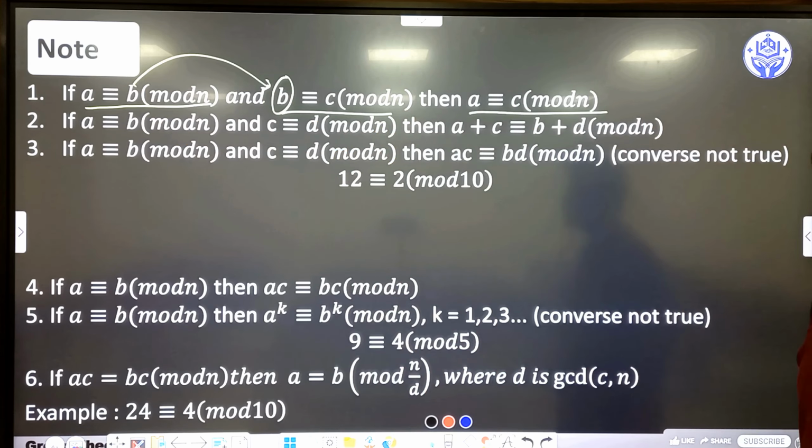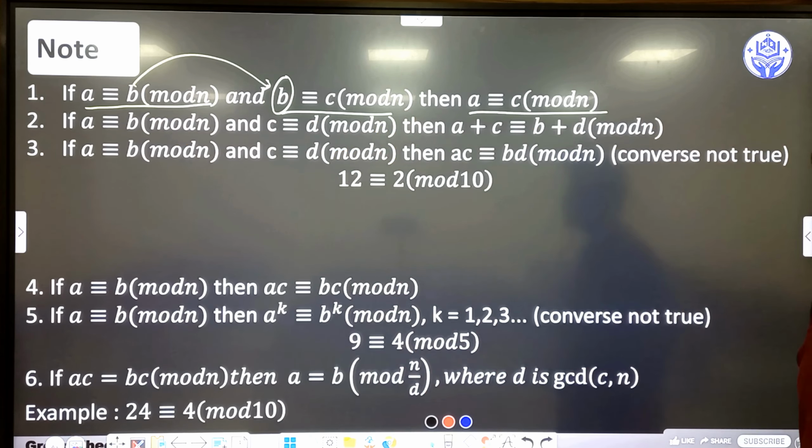Next, if A is equivalent to B mod n, this is my congruence shown here, and C is equivalent to D mod n, and if I add both of them, the left-hand side is A plus C, and it will be B plus D, mod n. Mod n plus mod n will be mod n only.